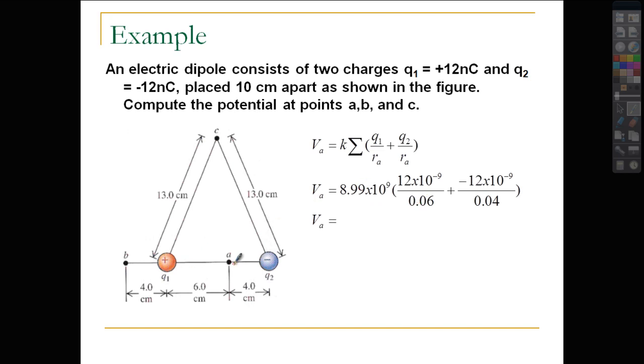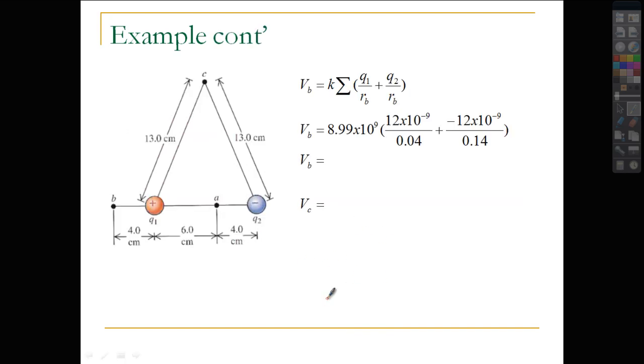So point A is 4 centimeters from the negative charge. That's why it's 0.04 meters over here. And the positive charge is 0.06 meters from point A. So we sum all that up, and you get negative 899 volts. Similarly, for point B, plug in the distance that each one is. The negative is 0.14 meters away, and you get a voltage of that. Voltage at C is going to be 0.